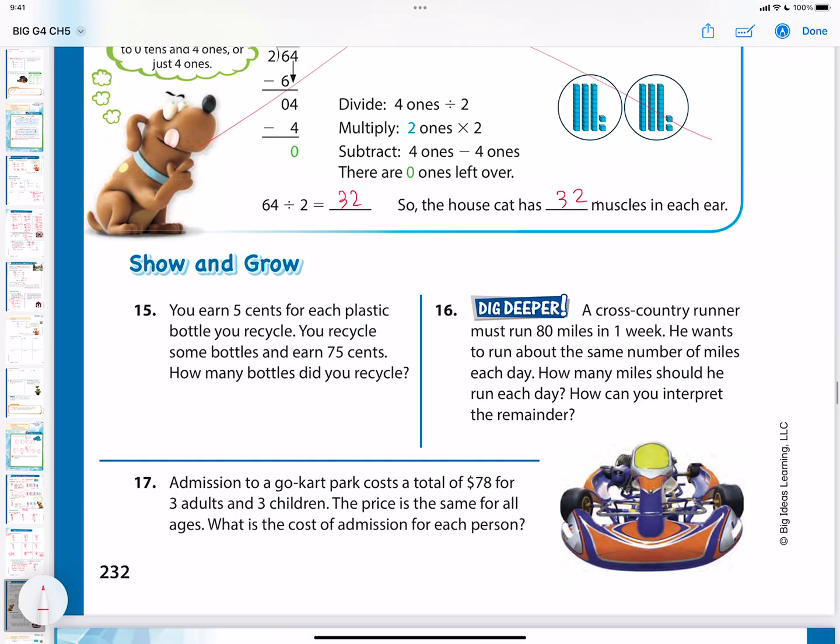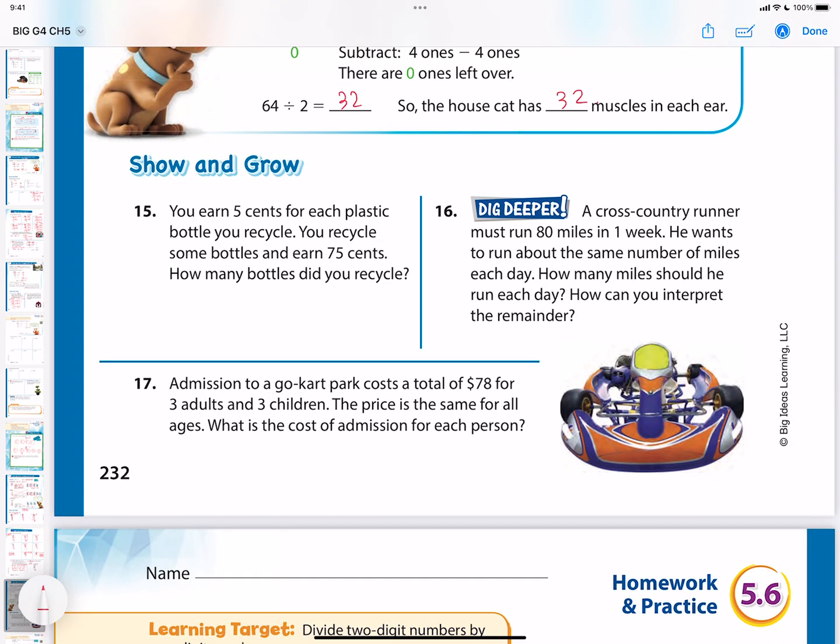Okay, number 15. You earn 5 cents for each plastic bottle you recycle. Yeah, that's true, right? You recycle some bottles and earn 75 cents. How many bottles did you recycle? So you got 75 cents, and each bottle you get 5 cents. So you need to divide to know how many bottles you put in the machine. We know 5 times 1 is 5, because 5 times 2 is 10, which is greater than 7. Too much, right? Now, 7 take away 5 is 2.